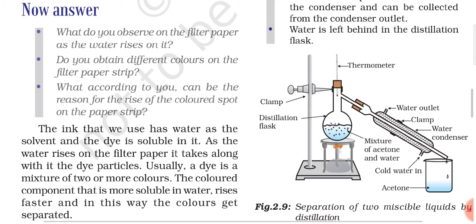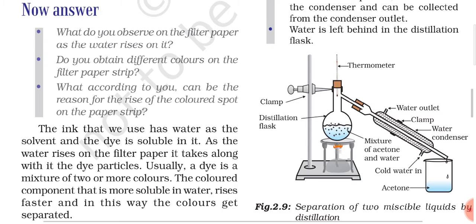Then the third question is, what according to you can be the reason for the rise of the colored spot on the paper strip? The first point for the answer to this question is that the dye is water soluble in nature. So when water reaches where the ink spot is present, the dye of the ink will dissolve in water, and as water is rising on the filter paper, the dye is also rising on the filter paper with water. So that is the first point of this answer.